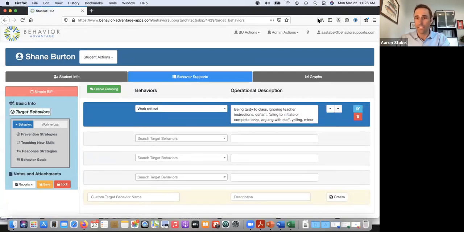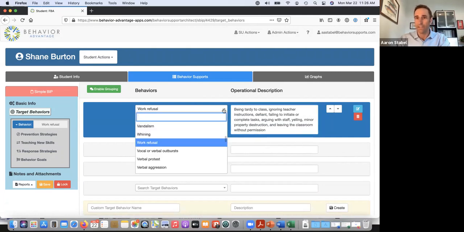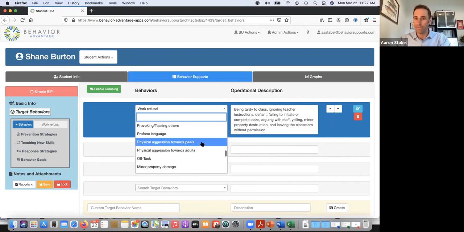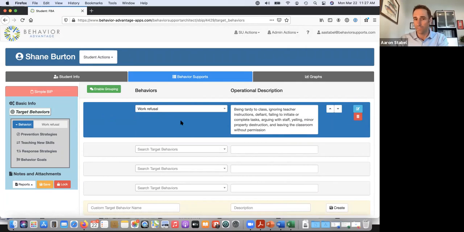And Lisa and Betty in their simple BIP already defined the behavior problem for us. So I can just type that in here. I can give it a label, and they said that work refusal would probably be the best label, but I could select from dozens of problem behaviors that kids typically engage in educational settings, or I can customize all the lists here in Behavior Advantage. So now, this is the problem we're trying to reduce.